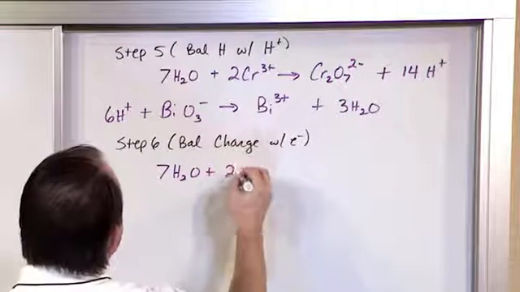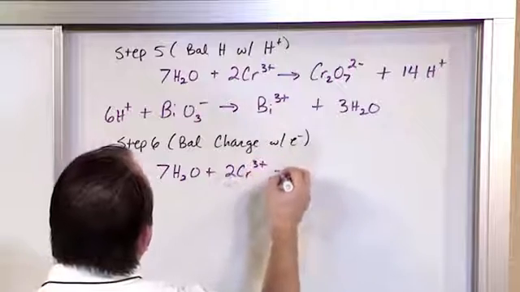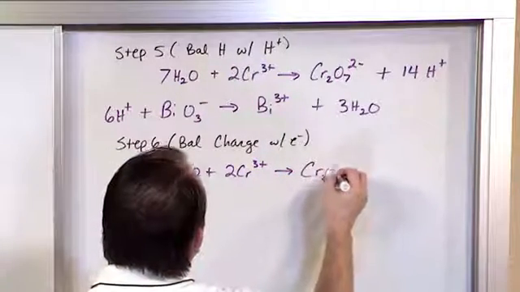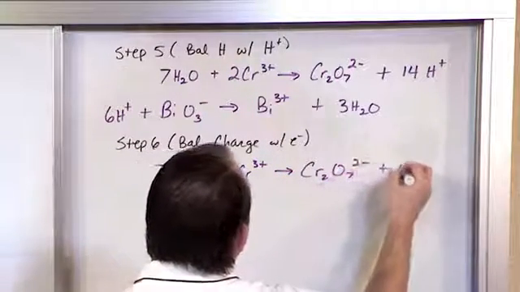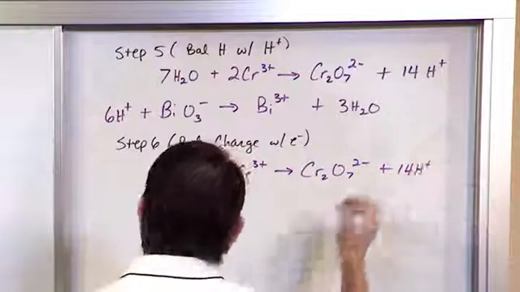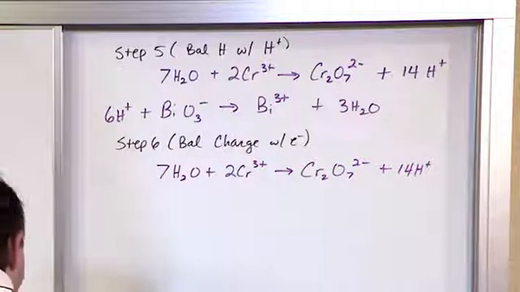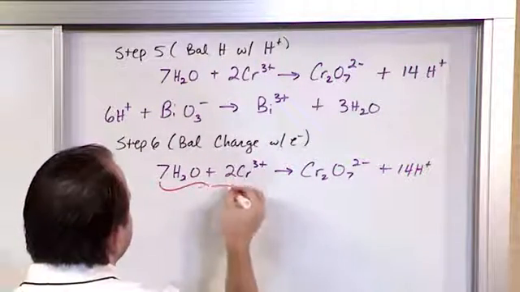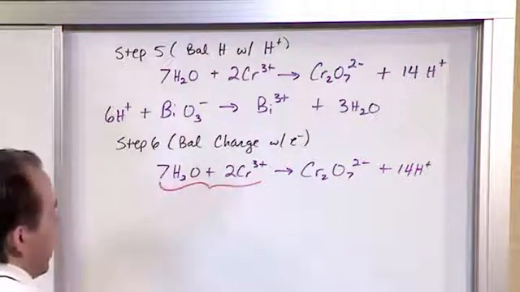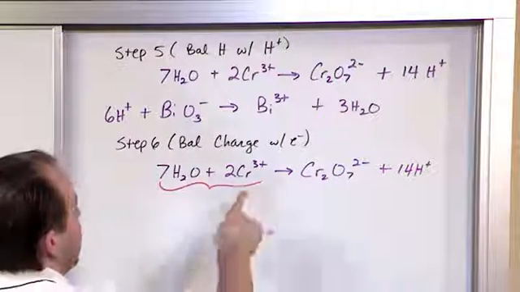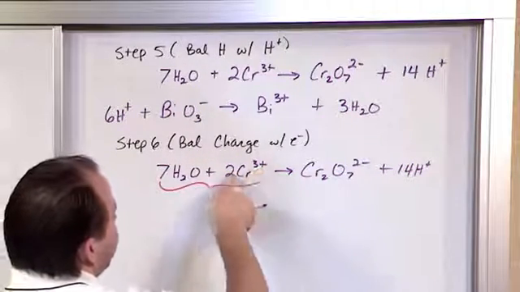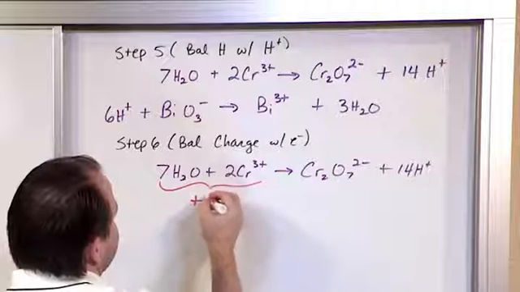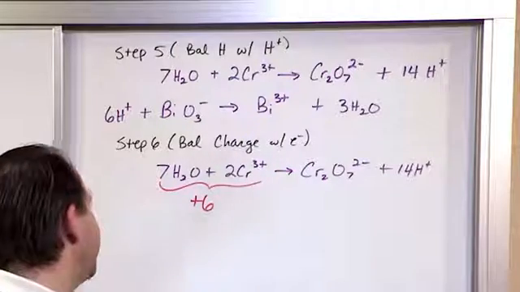7H2O plus 2Cr3+ goes to Cr2O7 2- plus 14 hydrogen ions. Okay, so now I'm going to switch to red. Before I write the second half reaction, we're going to work with this guy. On the left-hand side, see, this water is neutral. It doesn't have any charge, so it's 0. These chromium ions have a charge of +3, but there's 2 of them. So this is basically a charge of +6 on the left-hand side.